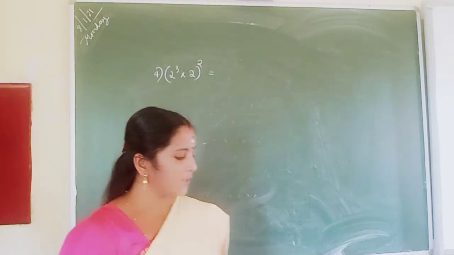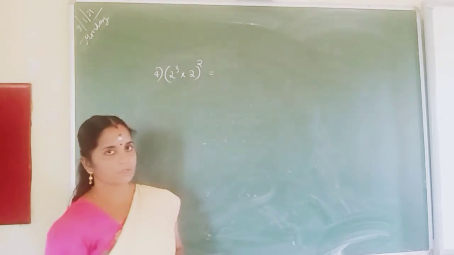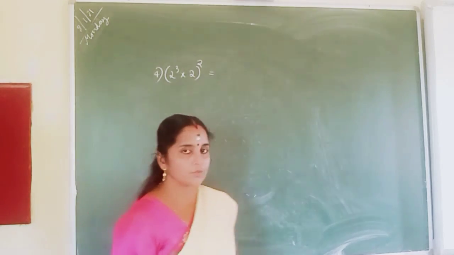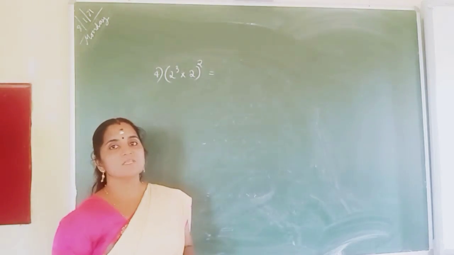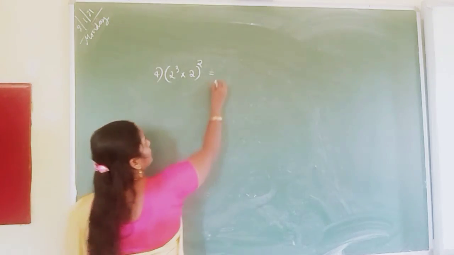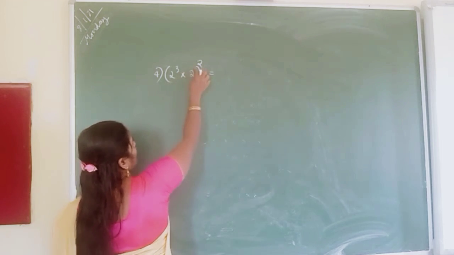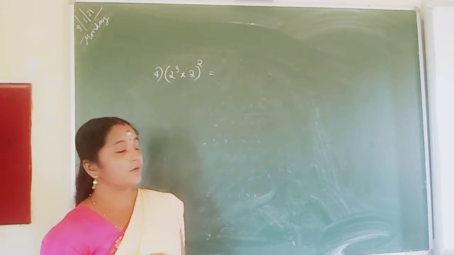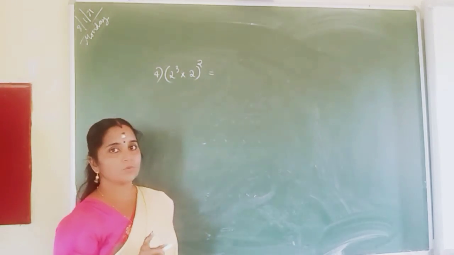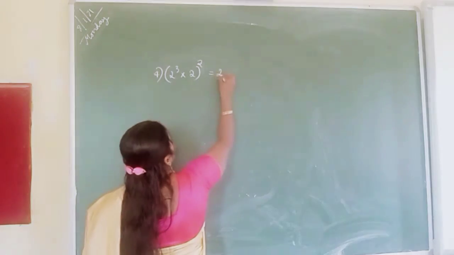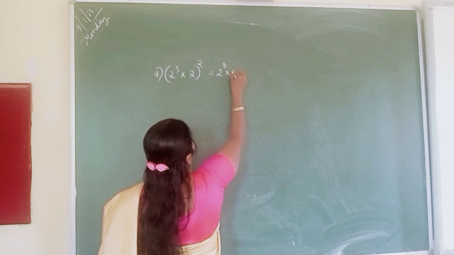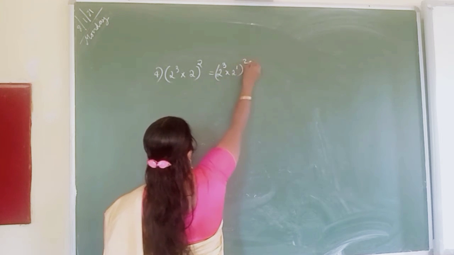Another one is 2 cube into 2, the whole square. Inside the bracket we have two numbers with the same base. So we apply the law a raised to m into a raised to n. In the second term we have 2 only, that means the raised to power is 1. So 2 raised to 3 into 2 raised to 1, the whole raised to 2.